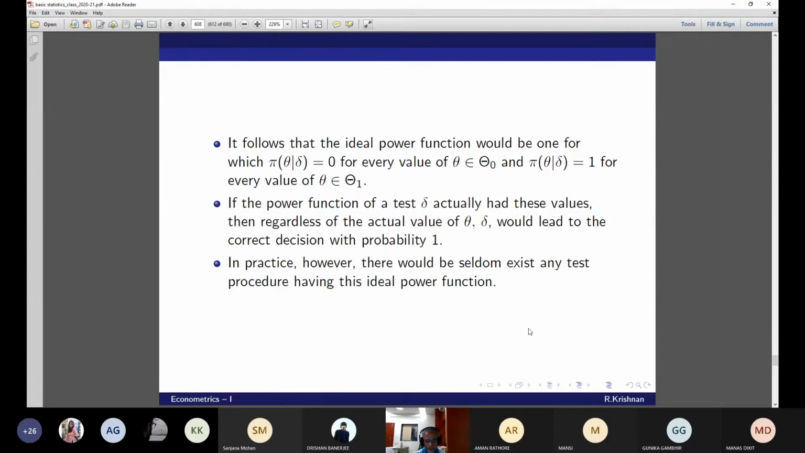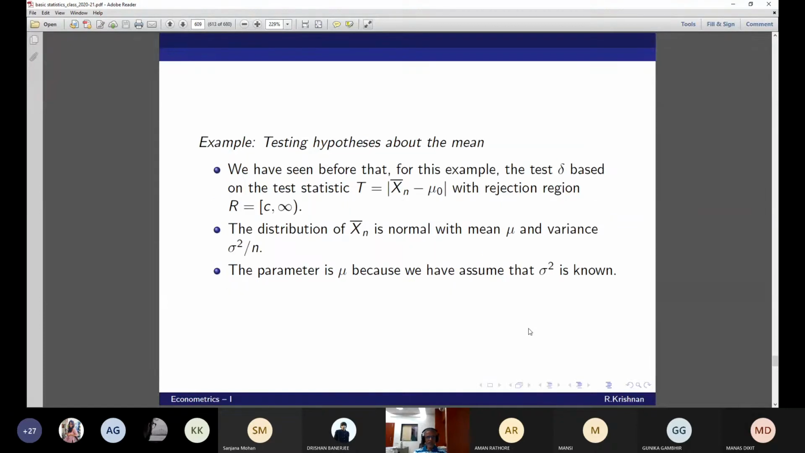So if the power function of a test actually had these values, then regardless of the actual value of theta, delta would lead to the correct decision with probability 1. But this is never going to happen. So there is no test that would produce this ideal power function. So where does that take us next? Let's see an example before that.